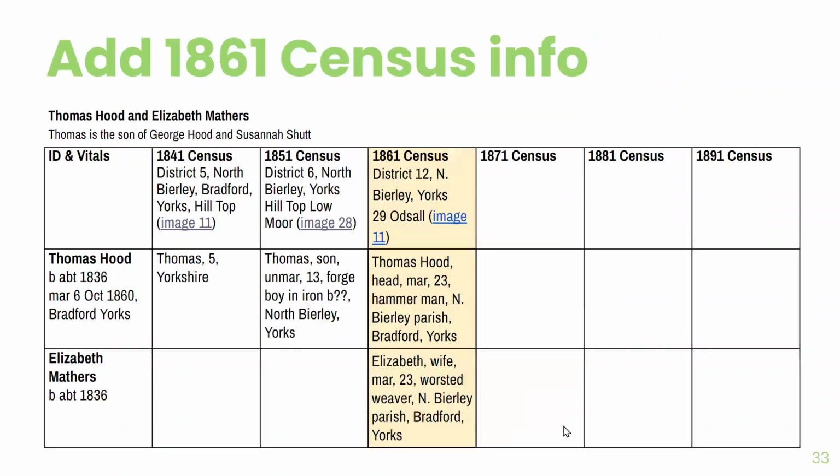And here is Thomas. There's a hint. Turns out the hint is right. And there is Thomas. He's 10 years older than he was in 51. He's a hammerman, so he's still working in the iron business. He's got the same parish, got the wife that we would expect. She's the right age. And so see how we're building this picture of Thomas's family.